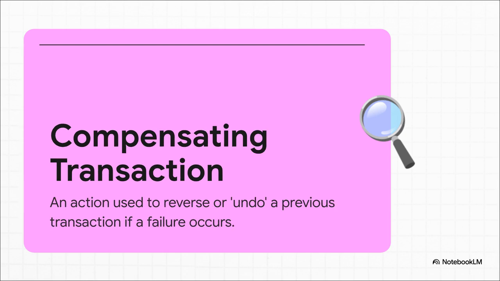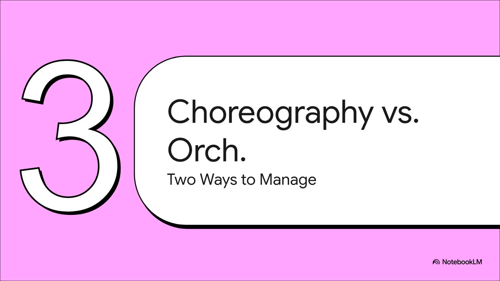This brings us to the absolute secret weapon of the Saga pattern, the compensating transaction. Here's the deal. For every single action in the sequence, you also have to define an action that can undo it. So, if you reserve an item from stock, the compensating transaction is to release that item back into stock. This is how a Saga cleans up after itself when things go wrong. It's brilliant.